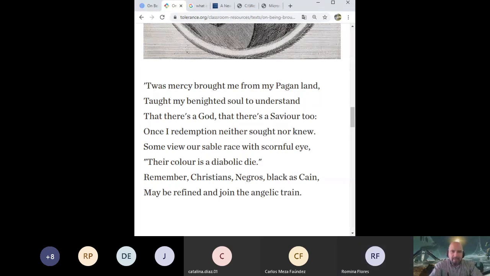Now I want to take you to a different aspect. First, I want you to pay attention to the word choices that Phillis Wheatley made in her poem. Why is she using pagan? Because she had many other options. Soul. Why is she using redemption? She said, "I once redemption neither sought nor knew." Why is she using sable, scornful, diabolic? Pay attention to the word choices that she's making.